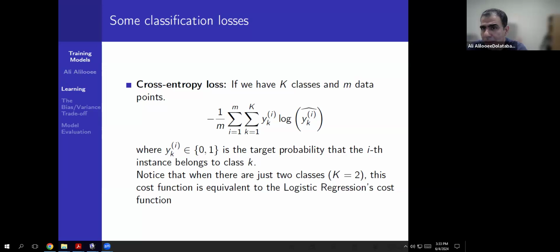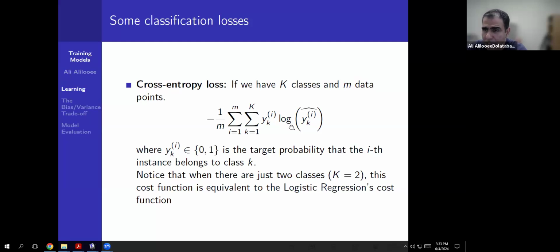For example, for the classification losses, one of the most important losses that we have is cross-entropy loss. If this formula looks a little bit tricky, don't worry about this. We will see that we never use this formula, but I just wanted to show you how this loss function is defined. Then here I want to explain about y_ki. y_ki here belongs to 0 and 1, and these are the target probability. And here, as you can see, this y_ki hat is our prediction.